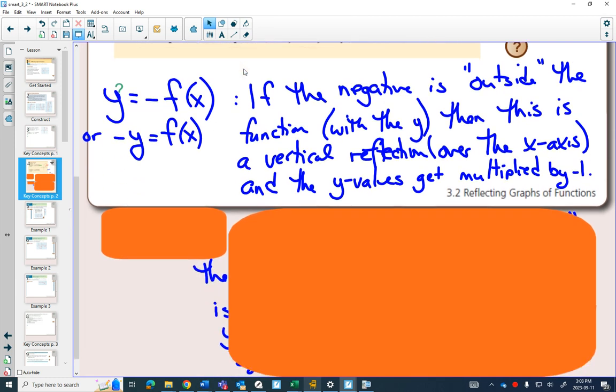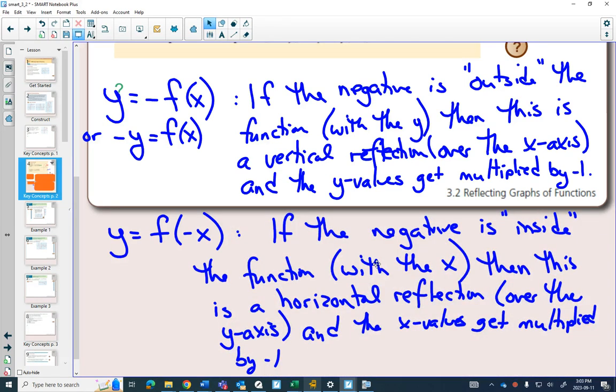I'll scroll down, and then you also have time to write this one down. If the negative is inside the function, now it's with the x, then this is a horizontal reflection, which is over the y-axis. And the x values get multiplied by negative 1.